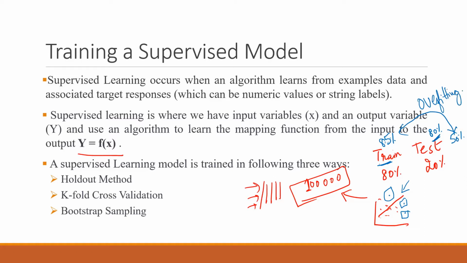Overfitting means that your machine learning model is working well on training, but it is working very poorly on the test dataset. So this big gap is called overfitting, and we will be discussing these things. But before that, I want to discuss that there are multiple methods to break the original data into multiple parts: the holdout method, k-fold cross validation method, and bootstrap sampling.